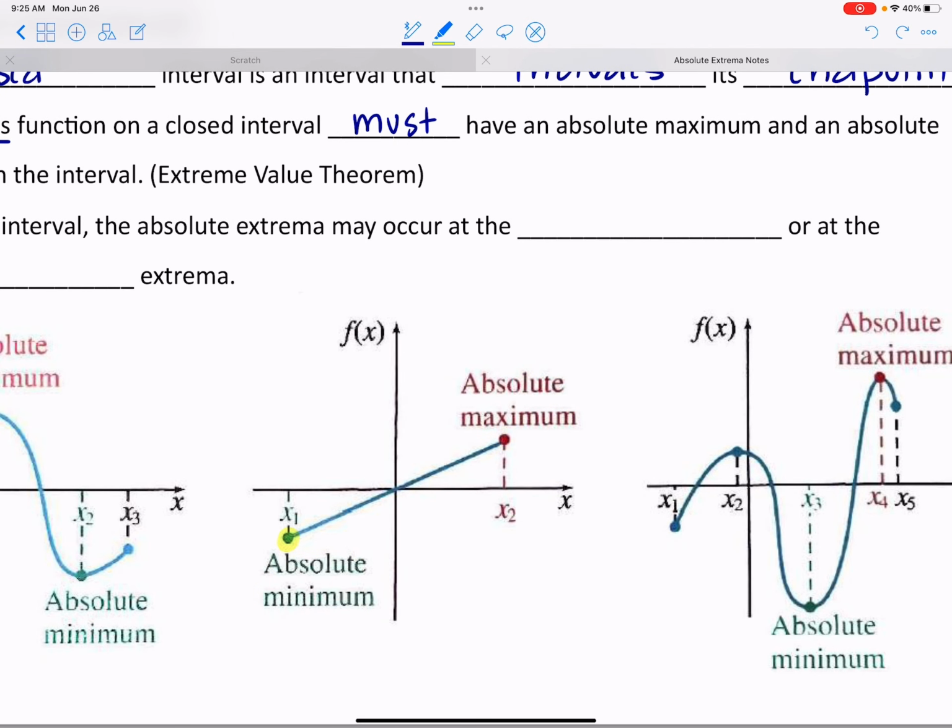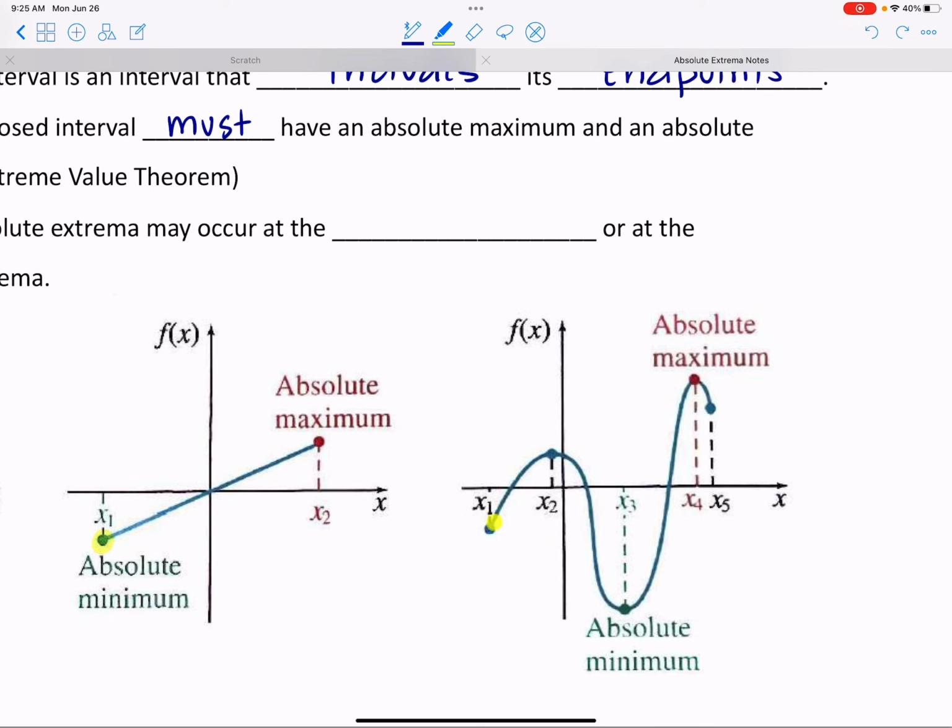Okay, now we have in this next one a few different turning points. So we have a max, and then we have a min, and then we have another max, and then we have our endpoints. Well, neither one of those endpoints is our max or our min. The absolute highest point here happens to be this turning point, and the absolute lowest point here happens to be this turning point.